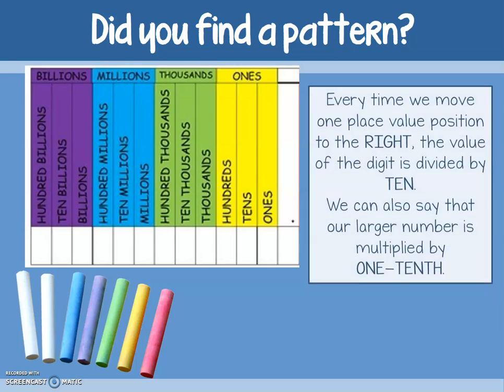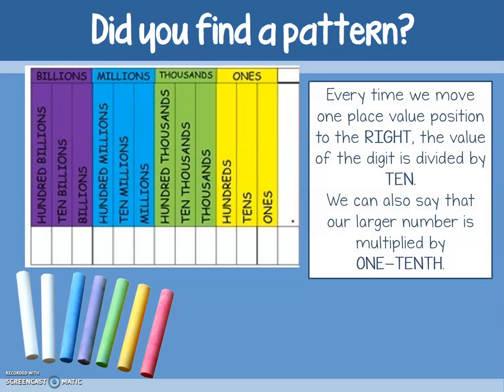So hopefully you found a pattern though that every time we move one place value position to the right, the value of the digit is divided by 10. We could also say that our larger number is being multiplied by 1/10. We're going to talk lots more about this when we get into fractions, but dividing by 10 is the same thing as multiplying by the fraction 1/10.